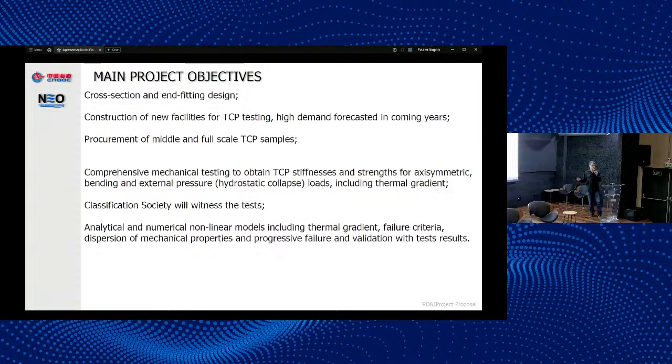So the main objective of the project is to develop a cross-section, an end-fitting solution, and develop numerical models for all the structural assessment of this pipe, and validating these models with our own experimental tests in the lab. And this project will also have the follow-up of the classification society.